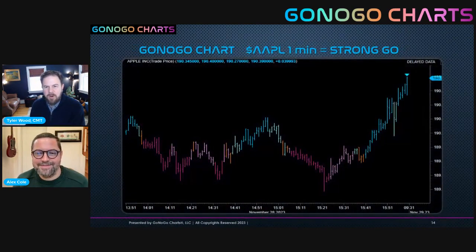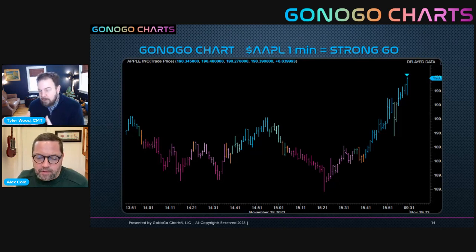Let's take a look at a 1 minute chart. Here we're zooming in so deep, but for those of you who are trading very short-term scalping positions, you can still trade with the trend on your side. And the nature of this part of the presentation is that technical analysis is fractal, meaning it should work the exact same way on any time frame, and that's true of GoNoGo charts as well.